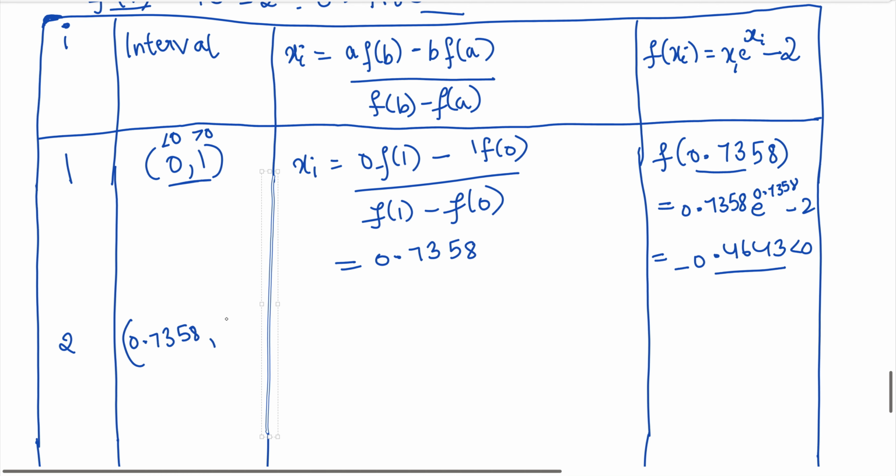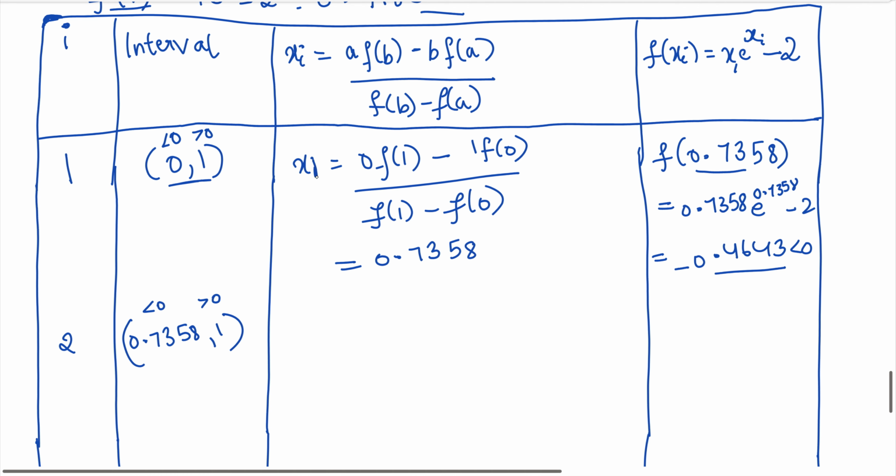0.7358, 1 is our next interval. If at all this was giving us greater than 0, then we would have replaced to 1. But since it is giving us less than 0, this new xi will be replacing the one which was giving us less than 0. So f of 0.7358 gives us less than 0 and f of 1 gives us greater than 0 as usual. So now it means our root lies between 0.7358, 1.